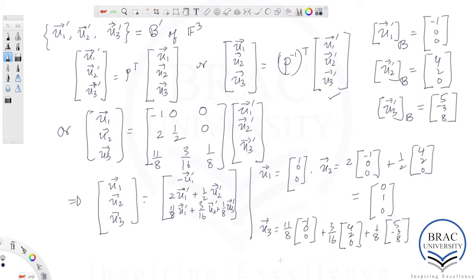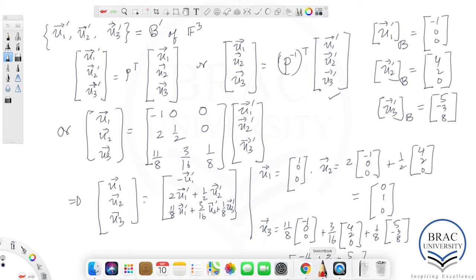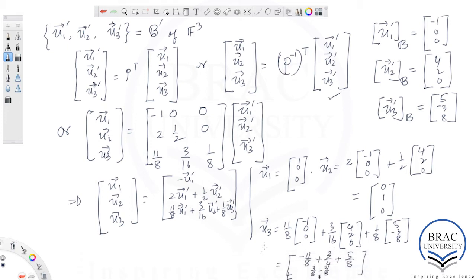Okay, well, this gives us minus 11 over 8, then plus 3 over 4 plus 5 over 8 as a first component, and the second component is given by 3 over 8, right, minus 3 over 8, and the final component is just 1. The third component is 1. Okay, so which reduces to the following vector.